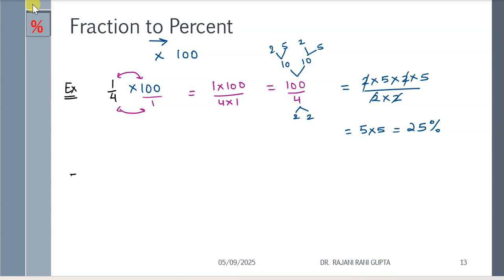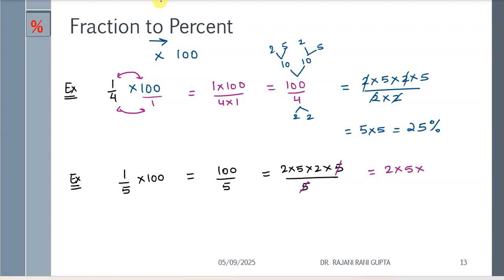Okay. Similarly, you can convert say 1 over 5. You have to convert into percentage. So multiply by 100. So this is 100 over 5 because 100 multiplied by 1 is 100. Okay. 100, how you can write? You have the factors 2, 5, 2 and 5. And you have here 5. Cancelling one of the 5's, what you have? You are left with 2 times 5 times 2. So 5 times 2 is 10. 10 multiplied by 2 is 20. 20%. So in this way you have to complete this.